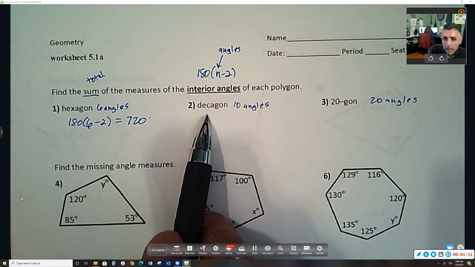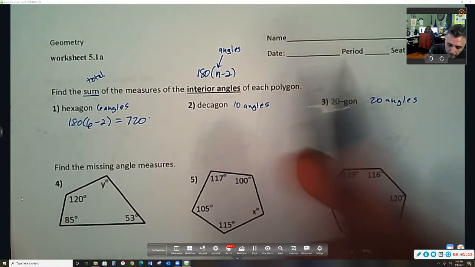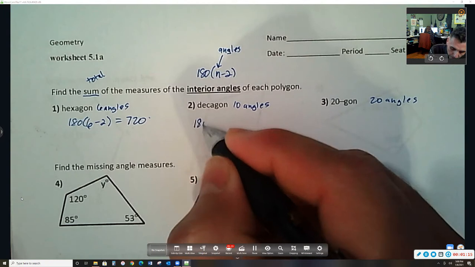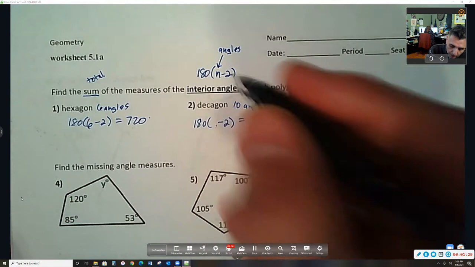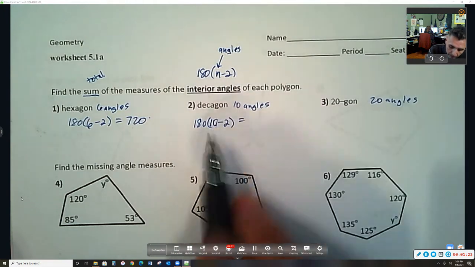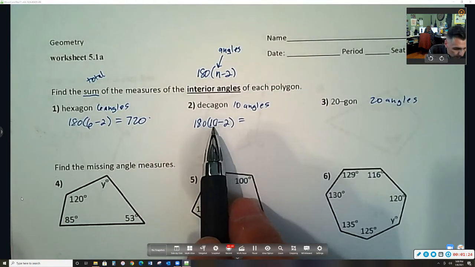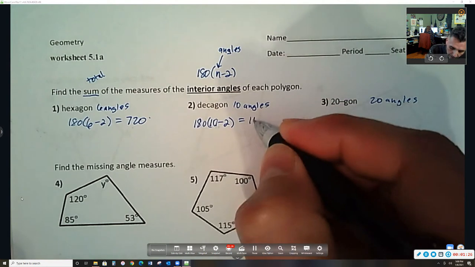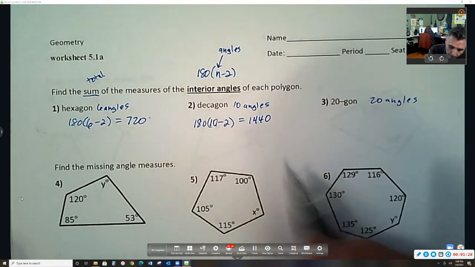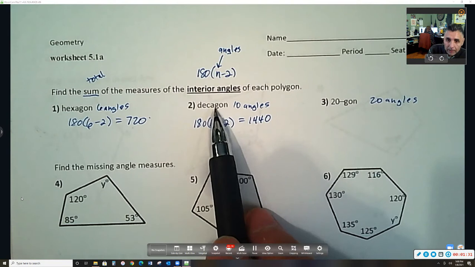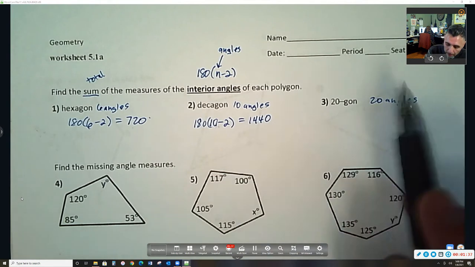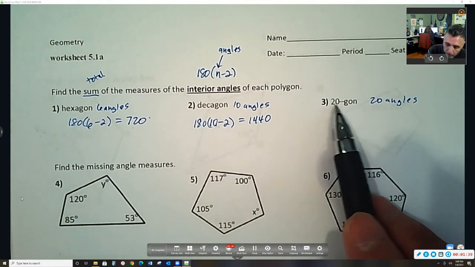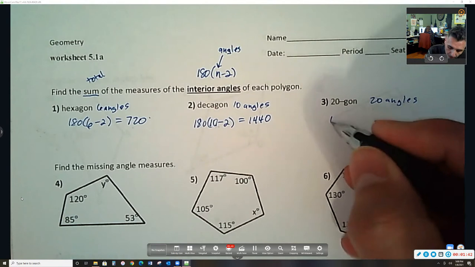And then a decagon has 10 angles in it. So again, I'm going to start off with the formula, and instead of n, I put in 10 because a decagon has 10 angles. Type that into the calculator, and then we get 1,440. So again, the 10 angles in a decagon equal 1,440.